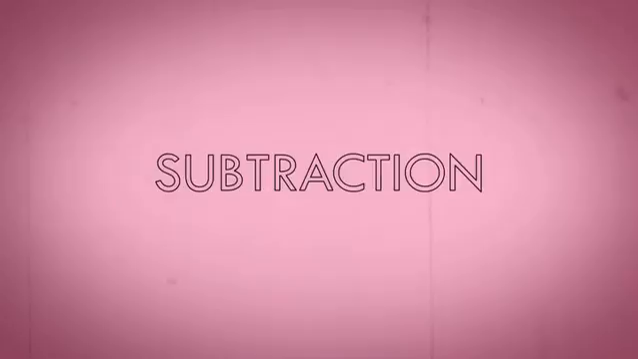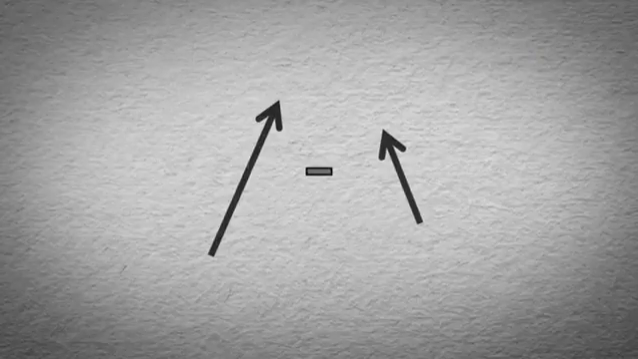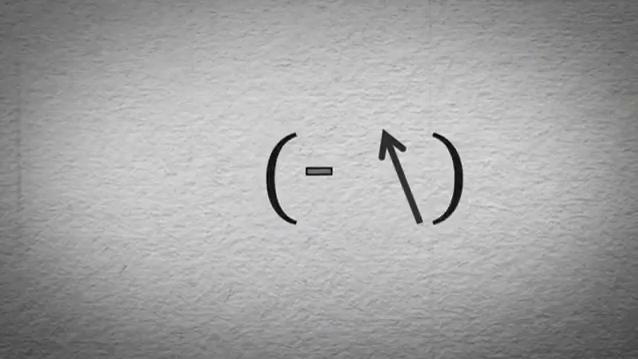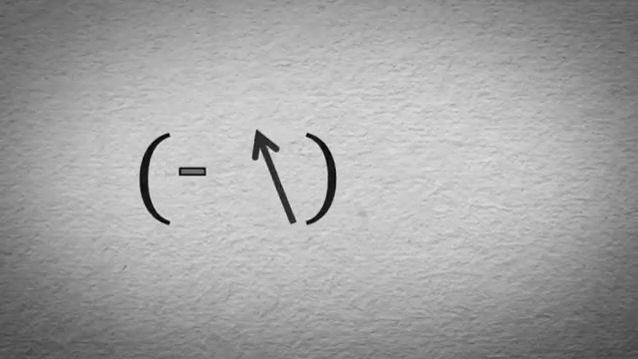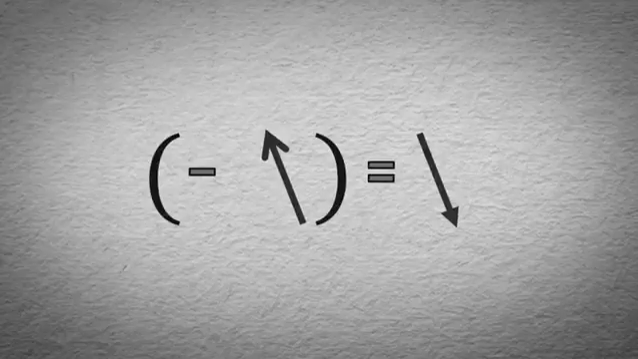Now for subtraction. Suppose we would like to subtract a vector from another vector. There are two different ways we can do this. The first way is to apply the negative operator to the vector that comes after the negative sign. This will reverse the direction of the vector, but now it will be positive.